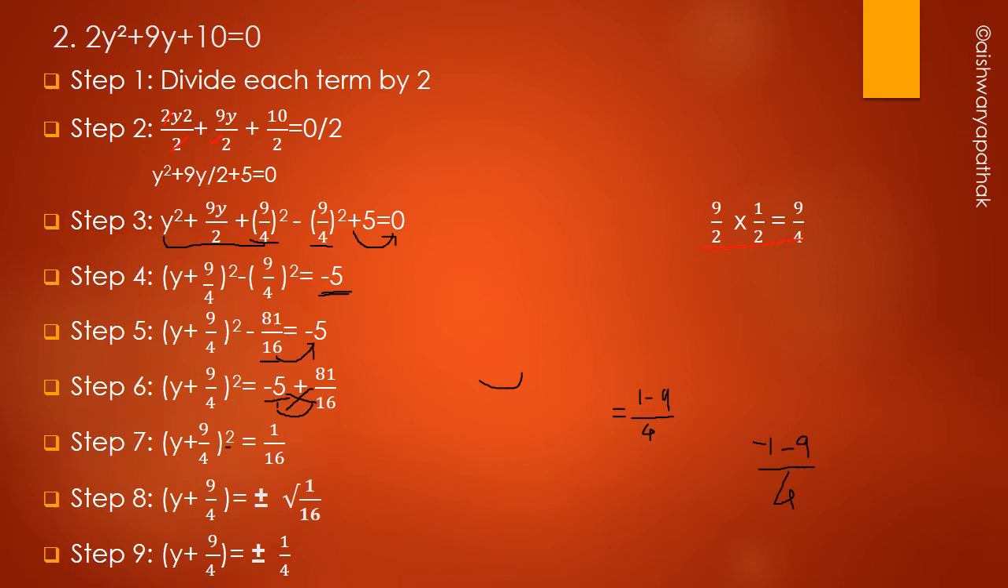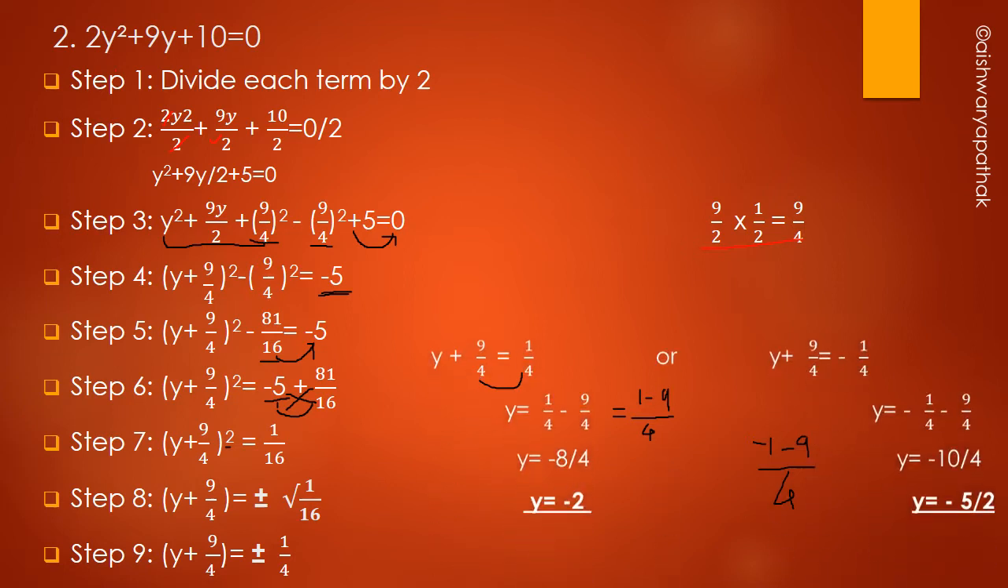Yes, here it is 2y square plus 9y plus 10 is equal to 0. Here it is having a coefficient 2. Okay, so the first rule is what? That the first term should be single, having the coefficient 1, but here it is 2.